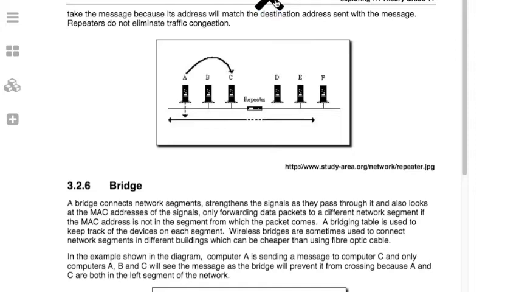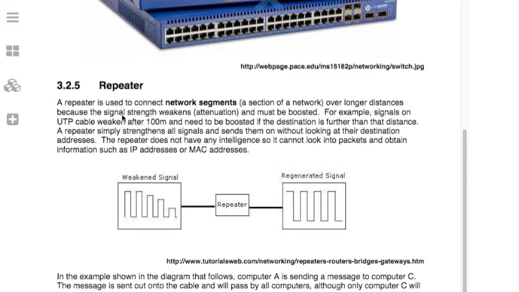The next piece of hardware is called a repeater. Now, yesterday we spoke about attenuation, which is signal strength which weakens due to distance. And all that a repeater does is when it receives a weakened signal, or any signal, it amplifies or regenerates that and sends it back on. So that can extend the length of a network cable, for instance.